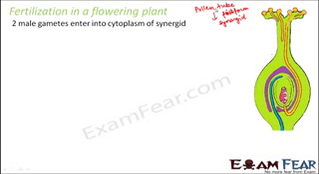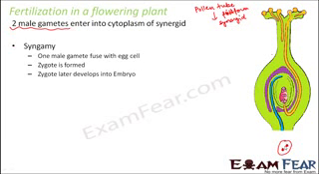So when the pollen tube enters, what is there inside the pollen tube? There are 2 male gametes. So these 2 male gametes are then released into the cytoplasm of the synergid. So where is the synergid? This one cell is the synergid. So if you magnify it, this is one synergid. So the 2 male gametes are released inside the synergid. Now what will happen to these 2 male gametes?